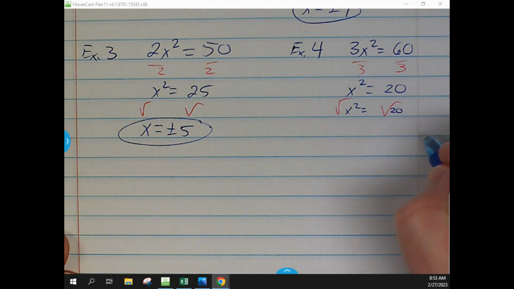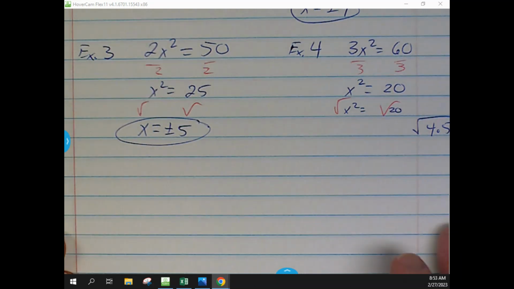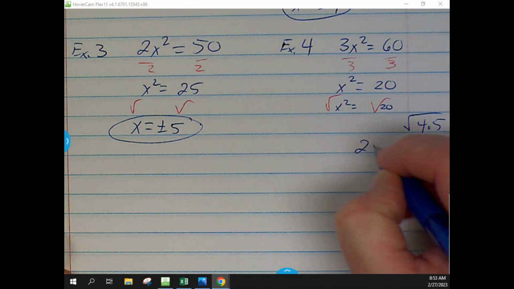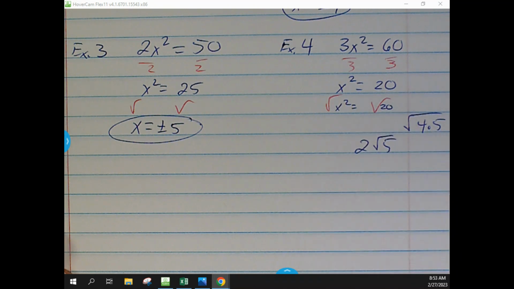So if you start to break it down, that's one where, again, if I'm thinking 20, I can already think of a perfect square number because it's 4 times 5. That way you've got square root of 4, which is just 2, and then the 5 would stay on the inside.